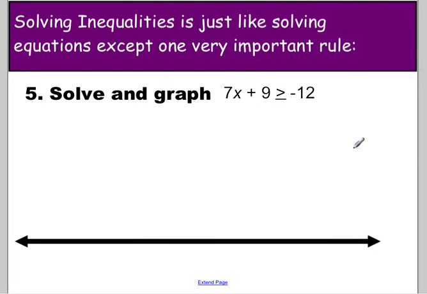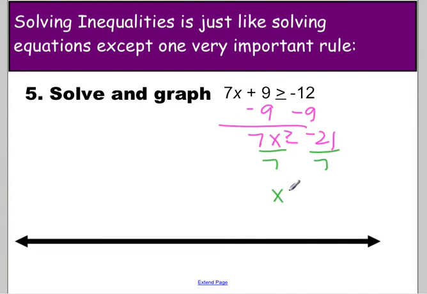Example 5 says solve and graph this equation. So first things first, minus 9. So I have 7x is greater than or equal to negative 12 minus 9, which is negative 21. And then I would divide by 7. 7 is positive, so my sign stays exactly the same. So x is greater than or equal to negative 3.